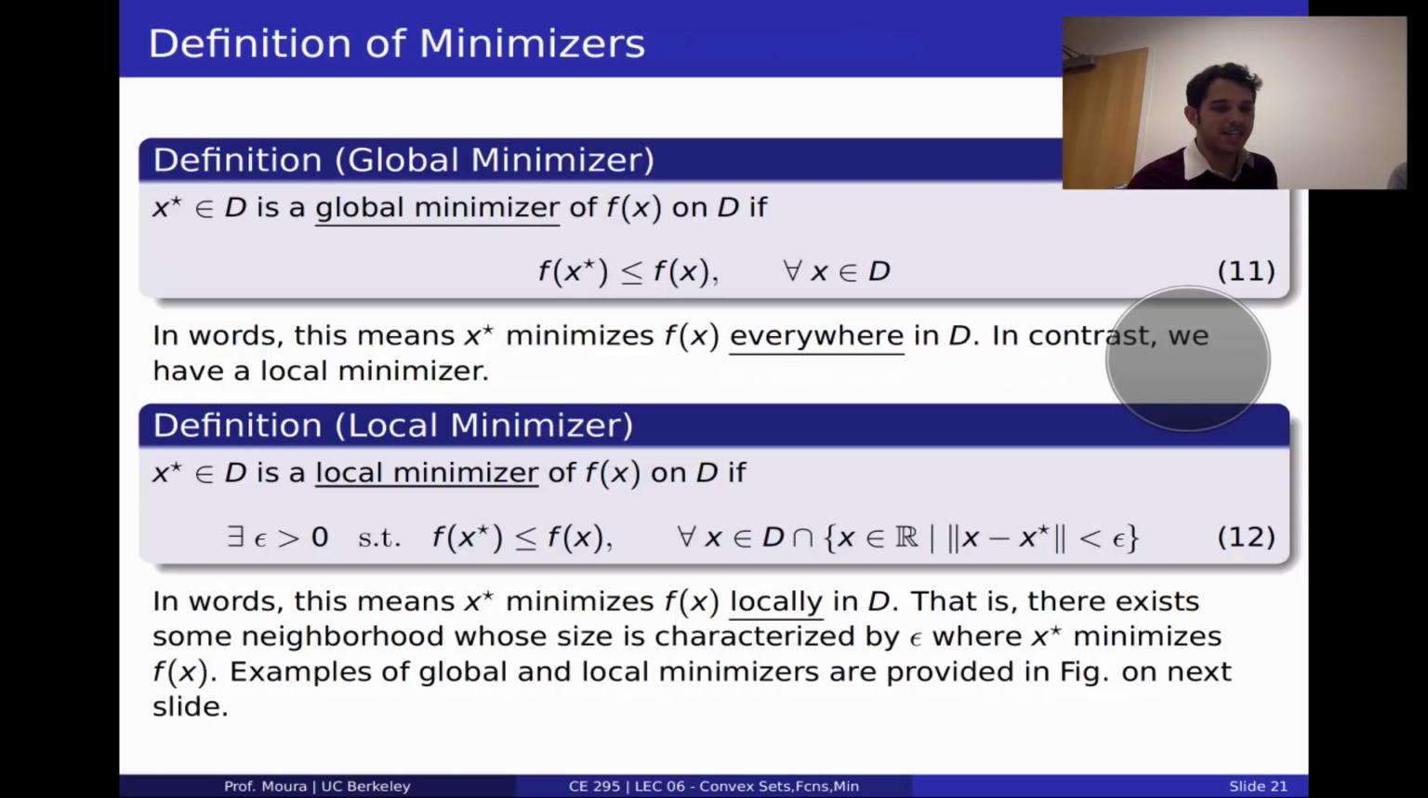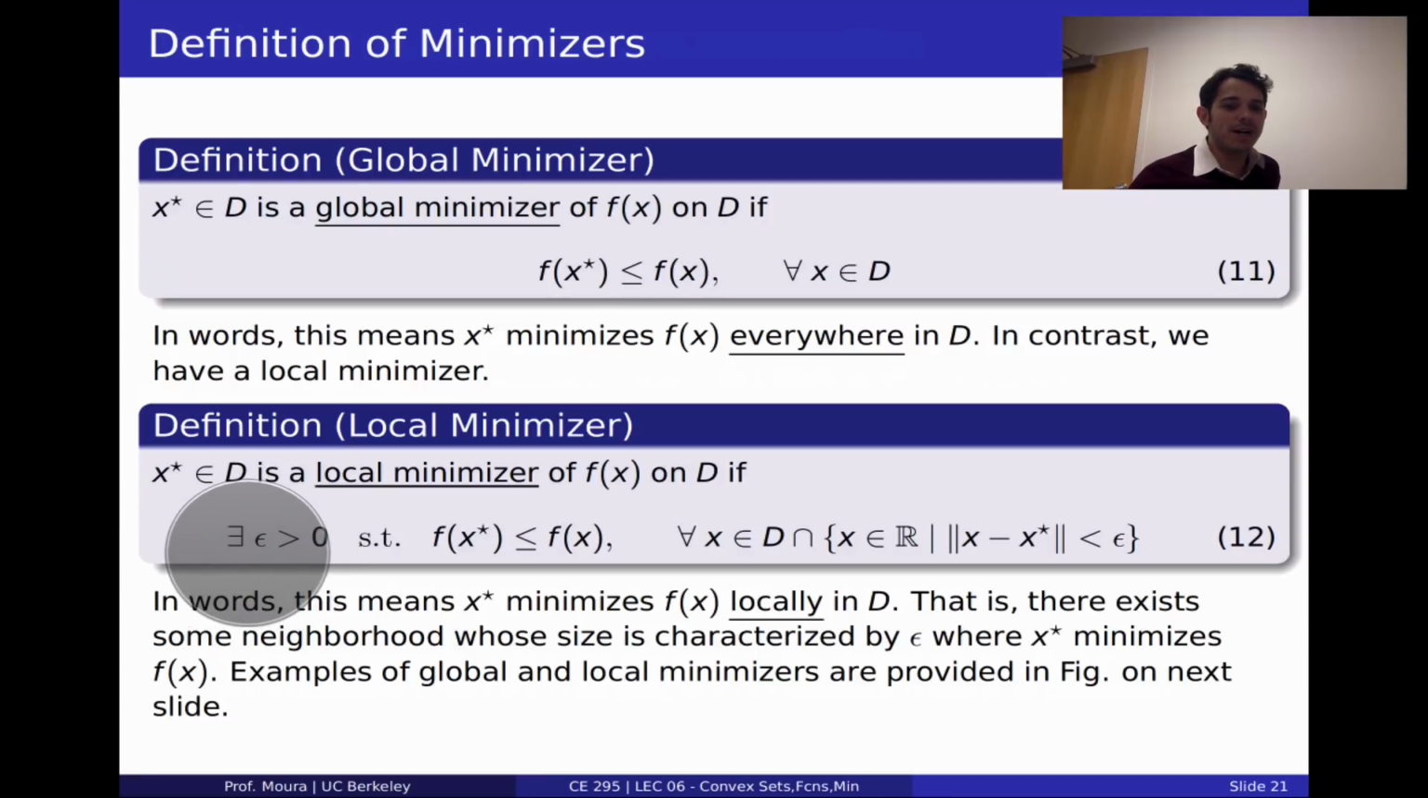Intuitively, you can understand what's going to happen is in some local neighborhood of our minimizer, it's going to minimize f, but elsewhere, somewhere far away, there could be another x star that gives a lower f. So the way we describe this mathematically is consider x star that exists in our set D. We say it's a local minimizer of f of x on D if, okay, it's going to get a little wonky, but let's walk through it slowly.